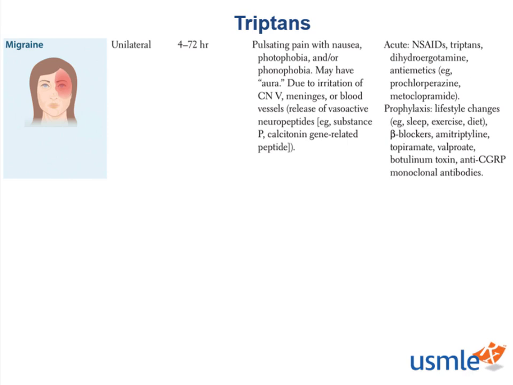Triptans, as you can see here, are considered acute abortive treatment for migraines. The acute nature of this refers to the fact that triptans are abortive medications. They stop the migraine. That is, they are reactive, not proactive. Triptans will not prevent future migraines. I repeat, triptans will not prevent future migraines, but will stop the current migraine.